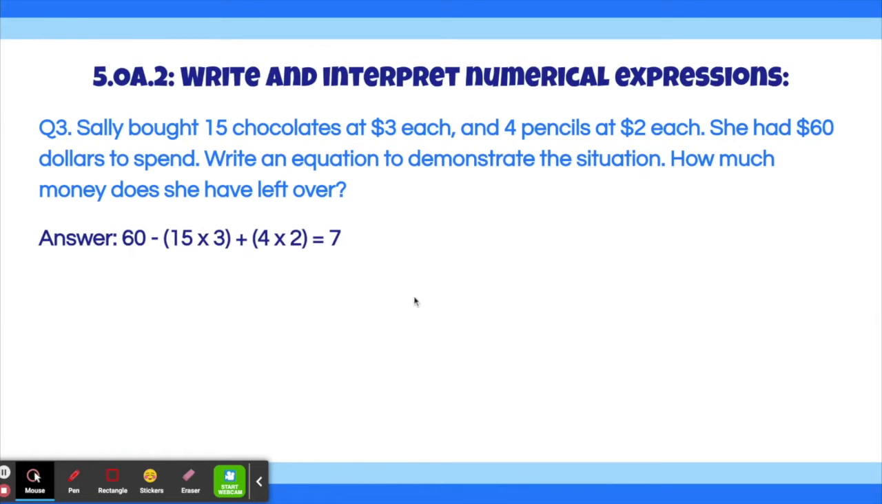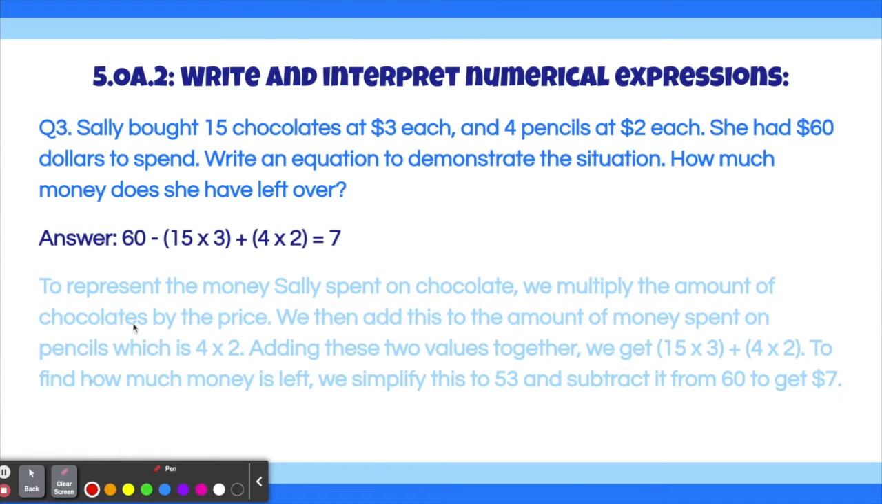All right, so we're going to explain this step by step. First we're going to start by figuring out the equation. In total, she has $60 to spend, right? So we're going to add that to the beginning of our equation. Then she bought 15 chocolates at $3 each and 4 pencils at $2 each, right? This part of the equation is the amount of money that she spent on chocolates, 15 chocolates at $3 each. Then this part of the equation is how much she spent on pencils, 4 pencils at $2 each.